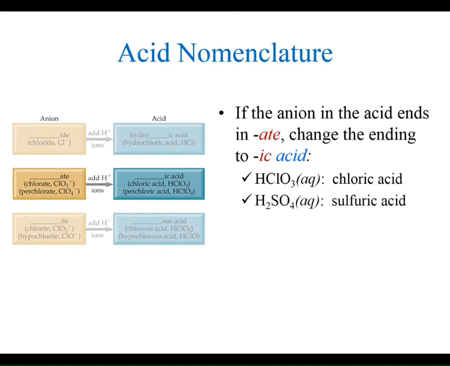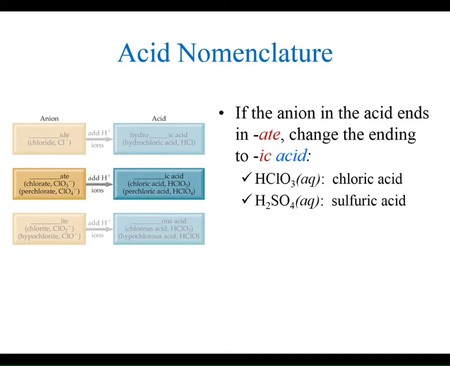How about this? H2SO4. If I lose two H pluses, that leaves behind SO4 2 minus. What's SO4 2 minus called? Sulfate. Ate. Oh, take the ate and change it to ic acid. The only minor difference is for both sulfur and phosphorus, we don't just call it sulfic acid. We do put the ur back in to make it flow a little better, so we call it sulfuric acid.